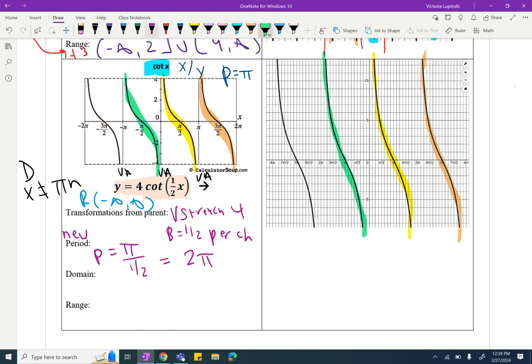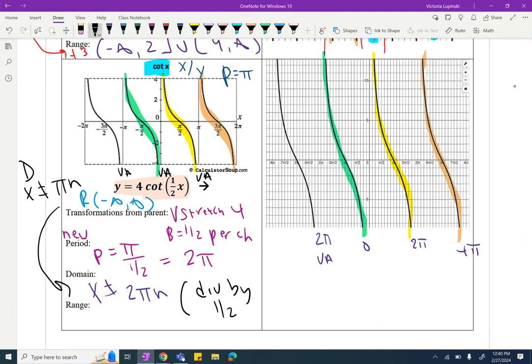As far as the domain goes, again, you have 2 different options. Option number 1 is you can simply look at the graph and look for the vertical asymptotes. There's a vertical asymptote here at 2 pi, 0, 2 pi, 4 pi. So you can say x cannot equal, and you could say 2 pi n. You could also say 0 plus 2 pi n or 2 pi plus 2 pi n, anything that would make sense. And remember, the other alternative is you can take the old domain and divide by b. So if you divide by 1/2, pi divided by 1/2, that's how you get 2 pi. So again, whichever one of those makes more sense to you.